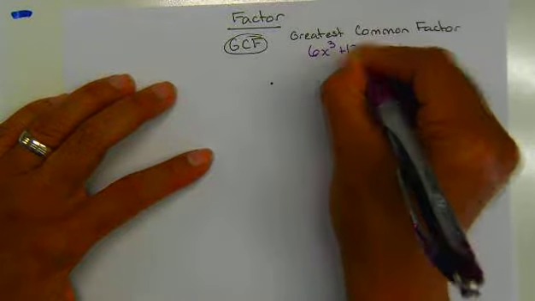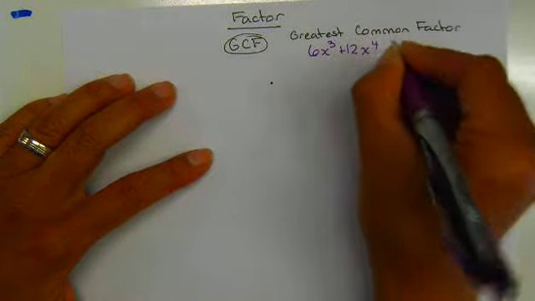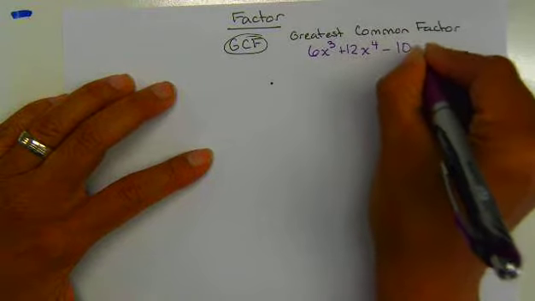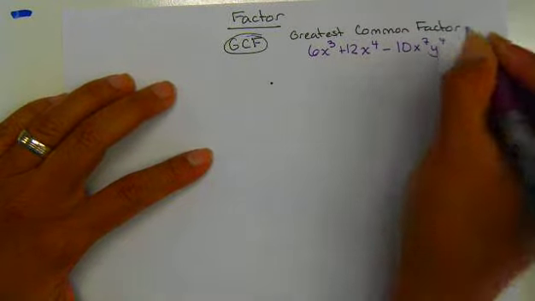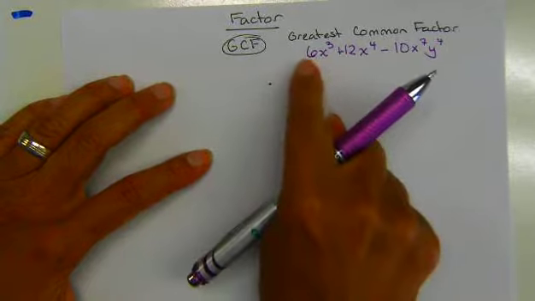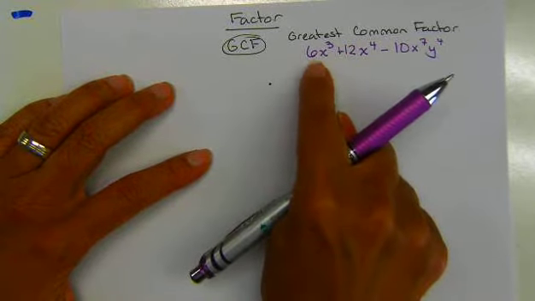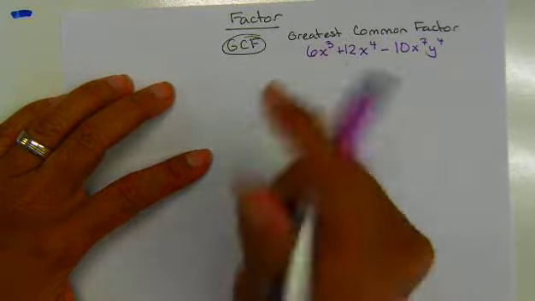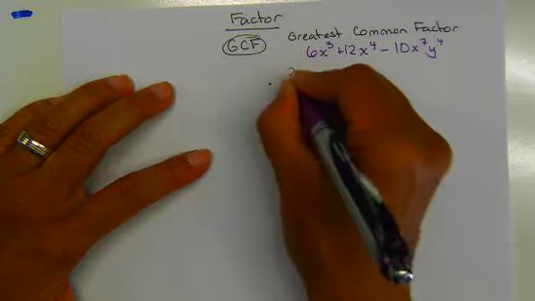So what you want to look for right away is if each term has something in common, some multiple in common. We'll make that 12 x to the 4th minus 10 x to the 7th, and we'll just throw in a y for fun. So what we're going to do is look at these numbers and see, is there anything that can divide evenly into all those? Well, yeah, a 2 can.